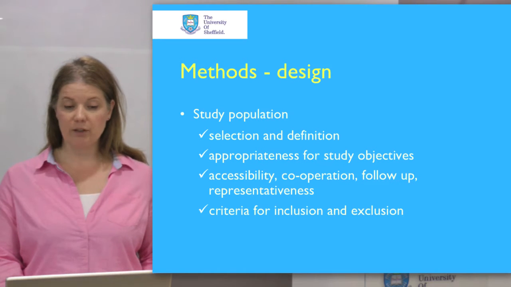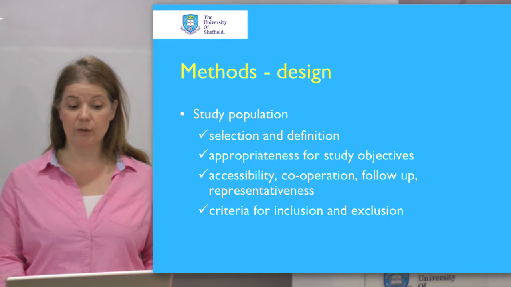In terms of the population, you need to say how you're going to select them, how they're defined, the appropriateness for the study objectives, why that particular population, how accessible they are, how you'll follow them up, how representative they are, and the criteria for inclusion and exclusion. And this is the same whether it be a primary data collection study or a systematic review. So in a systematic review, the population is actually your articles. So you'll still have how you define them, how you're operationalising them, and how you're including or excluding those articles.